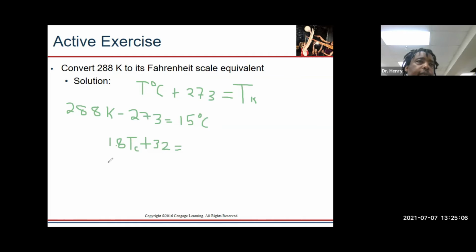So if we take 15 times 1.8, plus 32, that's going to be 59 degrees Fahrenheit. Yes. Okay, questions, concerns? Okay, good.